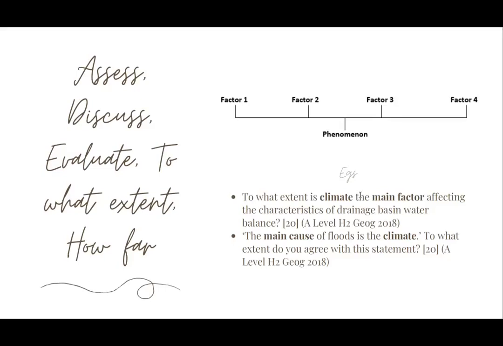Okay, so that is what the question requires, and that's what we do when we evaluate. We consider a range of factors and then we weigh them and see which one is the most important factor based on a set of criteria. Okay, I'll talk about the criteria later. Another similar question: the main cause of floods is the climate. So the given factor once again is the climate, right? And you need to compare it against other causes of flood to see which one is the main cause of floods.